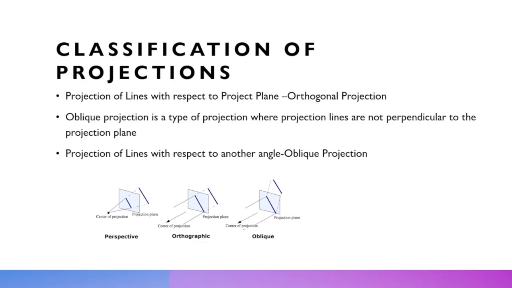So the main difference we can see in the picture is between the perspective and the oblique. We have a point here, and there is 90 degrees between the projection plane and the projection lines. But other than 90 degrees, we can observe all other angles in the oblique.